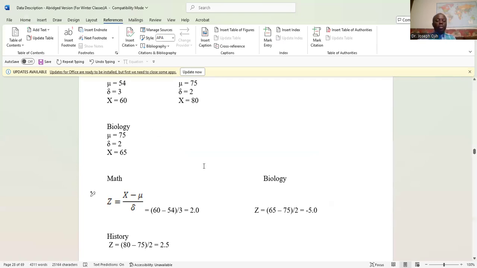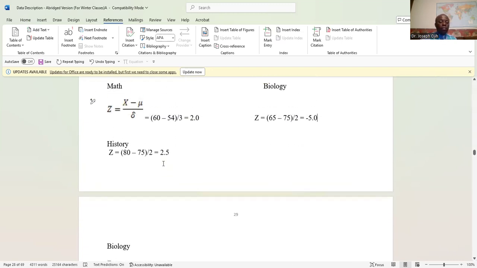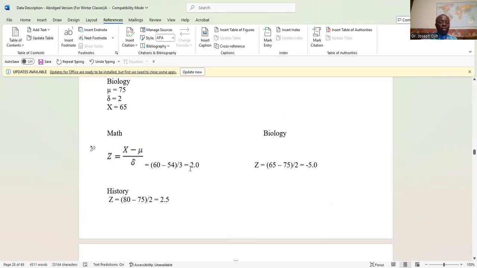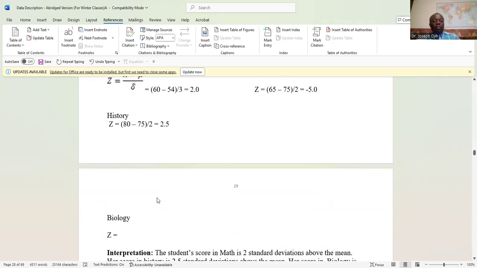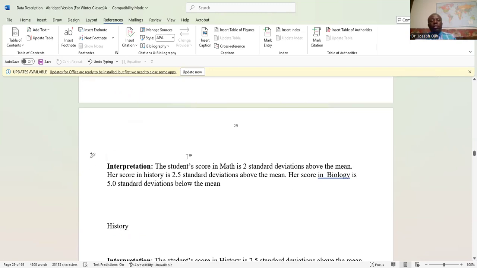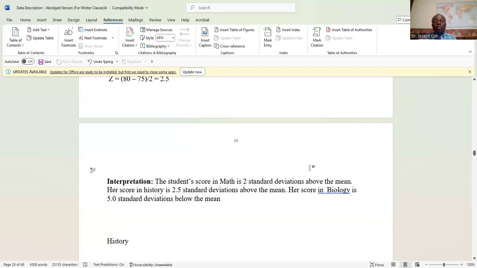-5.0. So for the mass, the score is 2.0. That means, let's interpret this. The student, I have it here. Actually, I wrote it down already. The student's score in mass is 2 standard deviations above the mean.